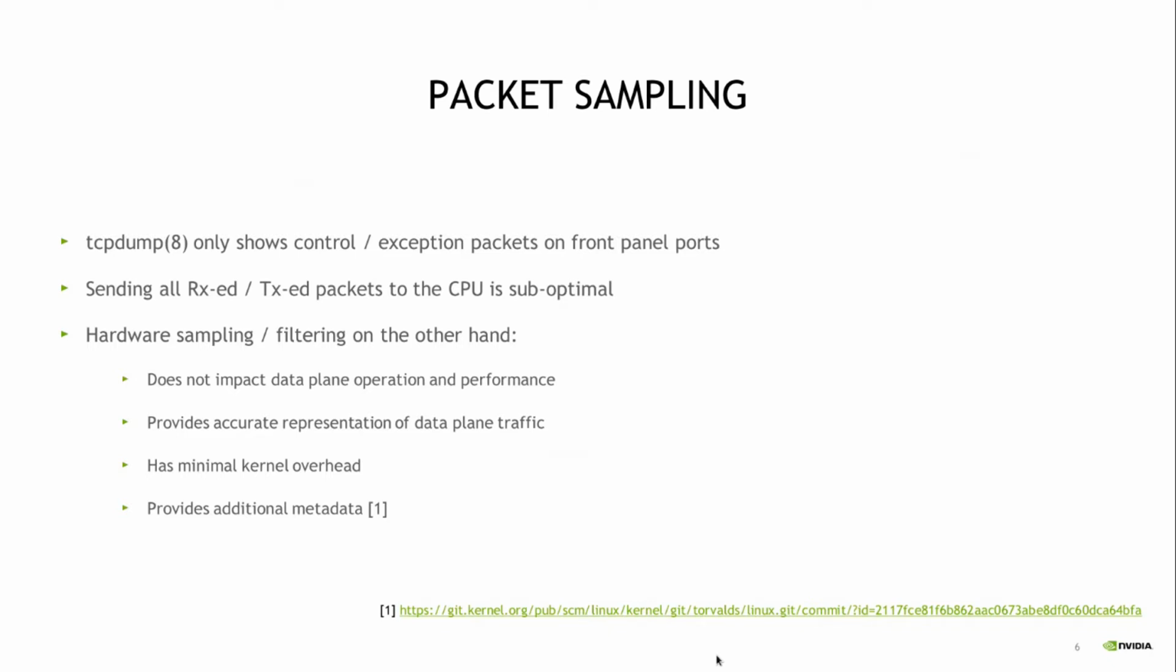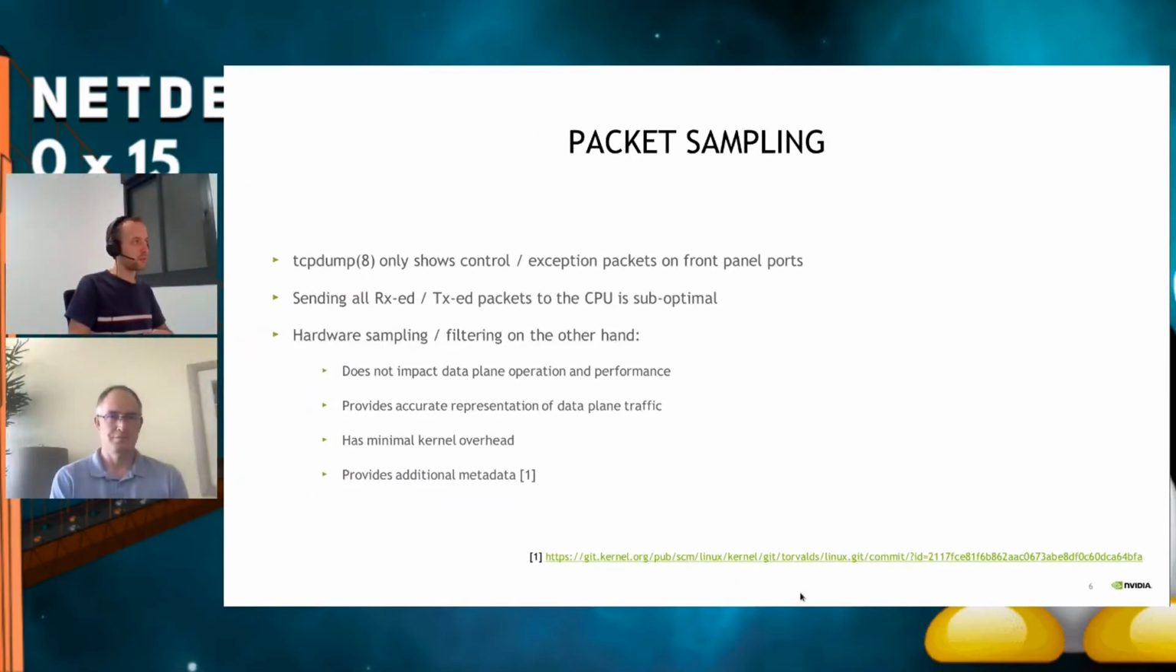The first one being packet sampling. So usually, when you have a network issue, you're using a tool such as tcpdump in order to sniff packets from the network interface card. But if you were to run tcpdump on the front panel ports of a switch, you would only see control or exception packets that are specifically trapped by the switch ASIC to the CPU in order to facilitate the correct functioning of the control plane. But you wouldn't actually see the majority of the traffic that is flowing through the port. And this is the traffic that is forwarded between the front panel ports.